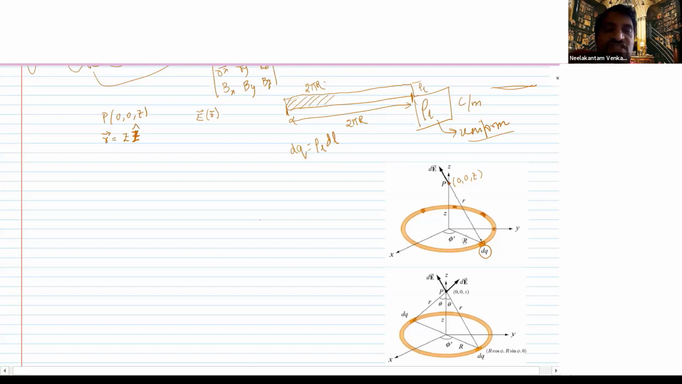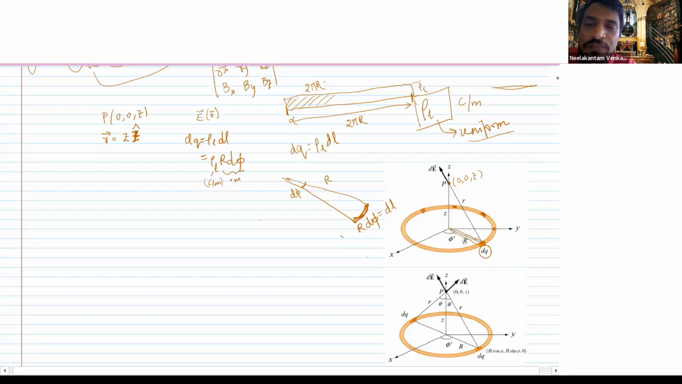But how do I know what dl is for this piece? If I take the small little angle here and zoom in, I see an R and a dφ. So what is the length of this arc? It is R dφ. So this R dφ is my dl. That means my dq is ρL dl, which is going to be ρL R dφ, where ρL is in coulombs per meter and R dφ is in meters. When you multiply, you get the charge, a small little charge dq.